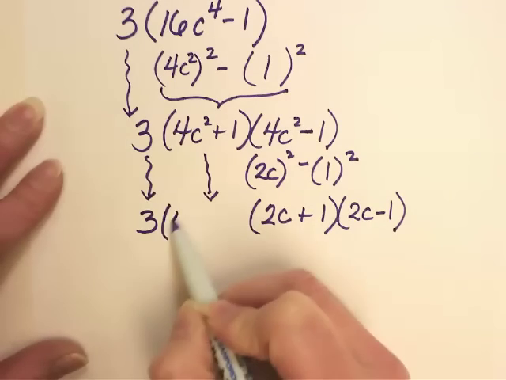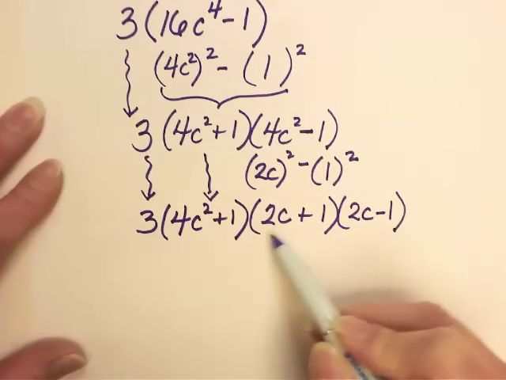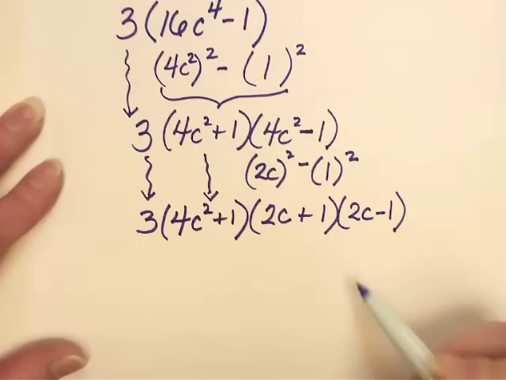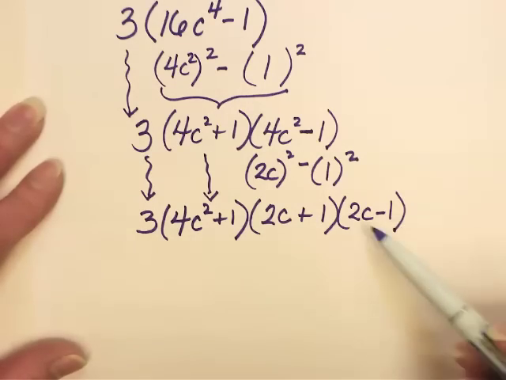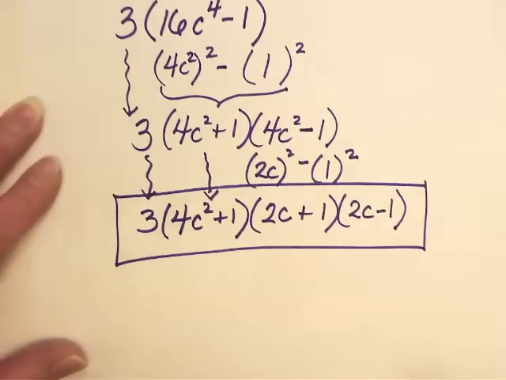3 times the quantity 4c to the second plus 1 times 2c plus 1 times the quantity of 2c minus 1. And of course, again, I should check this last one more time. Do I have another DOTS? Is 2c a square? I don't think so. I guess I'm done. This would be my final answer.